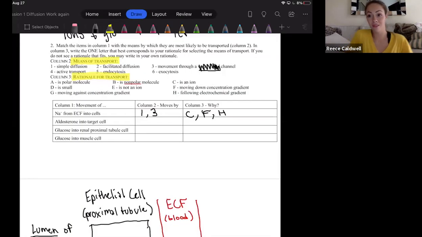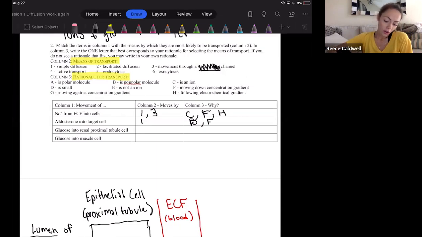Back to the question. Aldosterone is one of those small non-polar molecules. And whenever we have a small non-polar molecule, it can easily move by simple diffusion. It's small, it can easily move past that lipid bilayer, and it's also nonpolar, so it's not charged. It can move through easily. So we'll see that aldosterone is going to move by simple diffusion because it is a nonpolar molecule and it is moving down its concentration gradient.